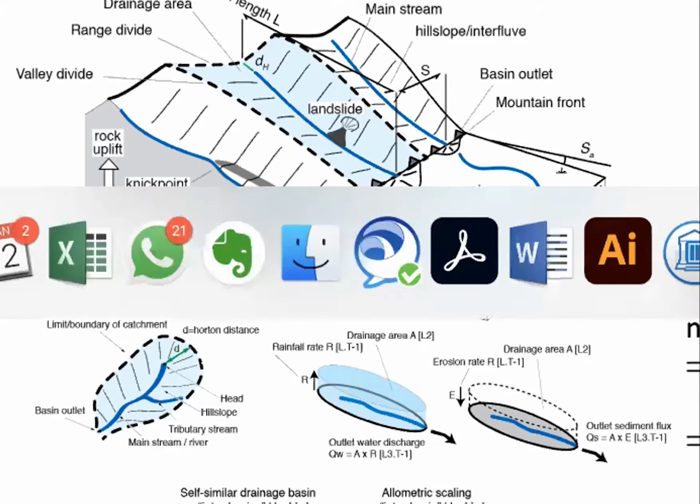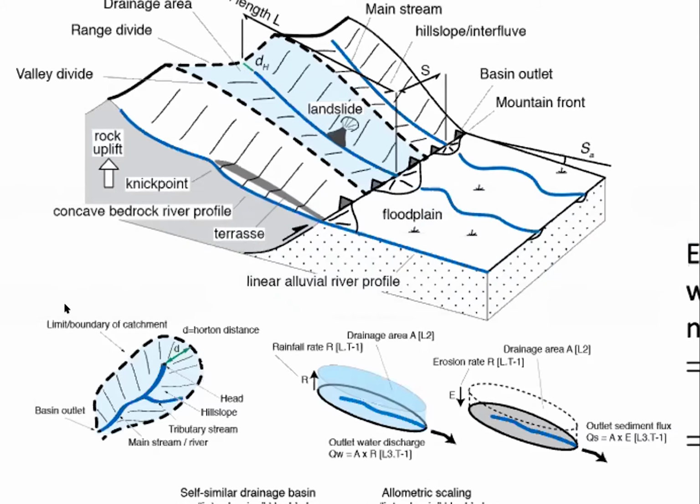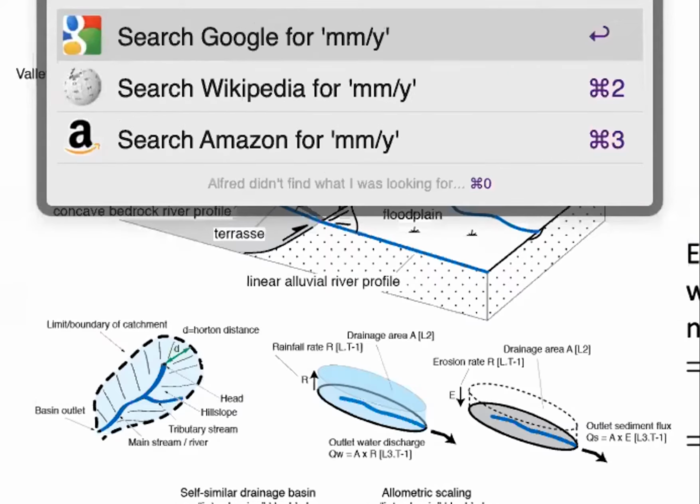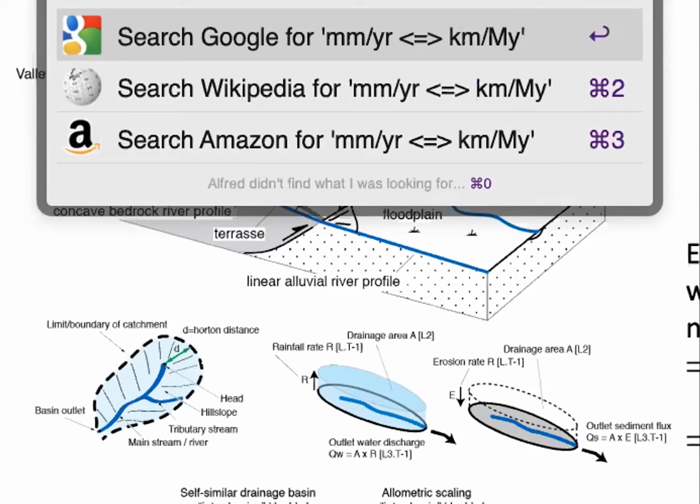I'm still sharing the screen. I think it's important to think about, let me write something, millimeter per year. That's the unit, and it's equivalent to kilometer per million year. Okay, 1 millimeter per year is equivalent to 1 kilometer per million year. That's very important, I think, to always have in mind. Millimeter per year, kilometer per million year.